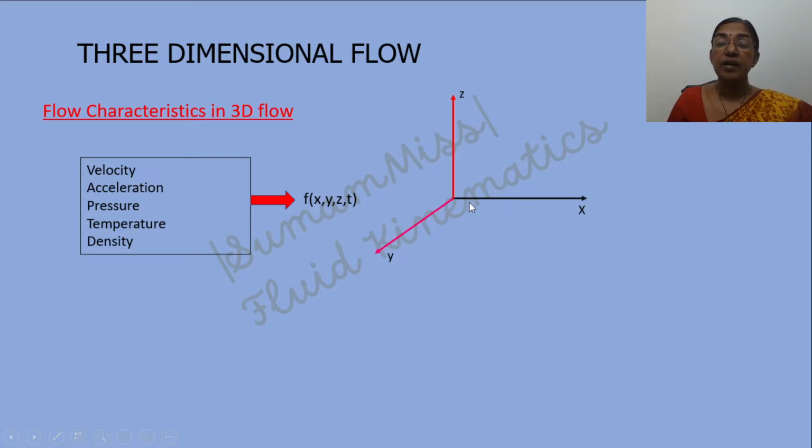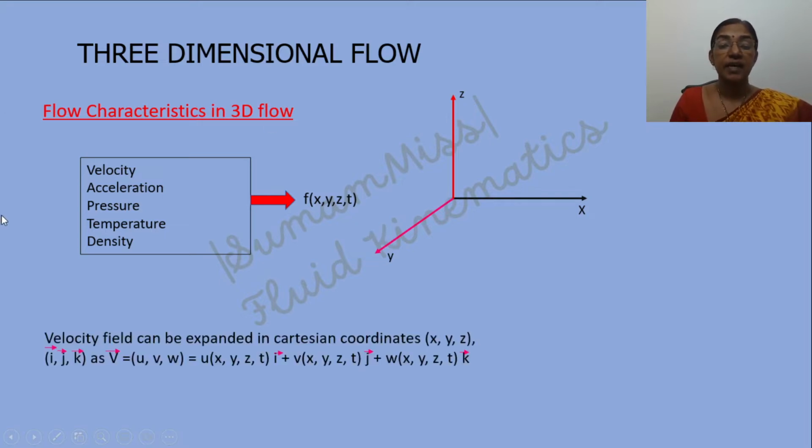Since we are considering the variation in x, y, z direction, this velocity V has the components u, v, w, that is in x direction, y direction and z direction. So velocity is a vector quantity. The velocity vector can be represented as V equal to ui plus vj plus wk, where i, j, k are the unit vectors in the direction of x, y and z.